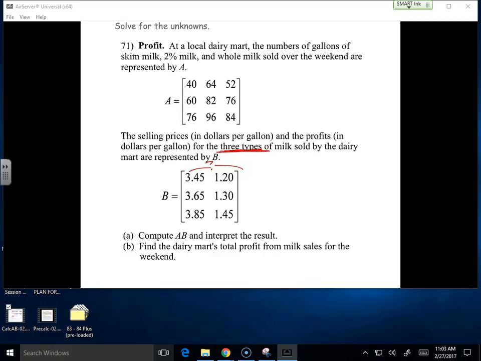There's 3 types of milk. If we have 3 rows, we gotta fill it in with a 3, right? So I'm guessing they did it in the same order. So we'll say skim goes first. Then we'll say 2% goes second. And we'll say whole goes last. Because of the prices? No. Because that's the order they gave it to us.